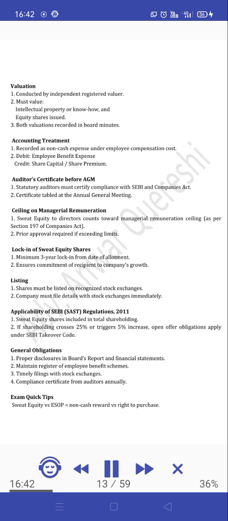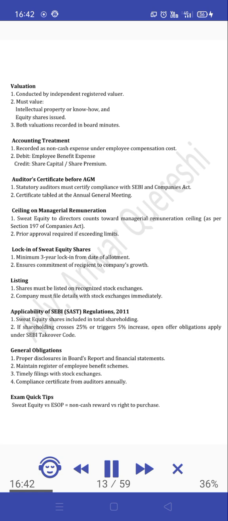Valuation. 1. Conducted by independent registered valuer. 2. Must value intellectual property or know-how, and equity shares issued. 3. Both valuations recorded in board minutes. Accounting treatment. 1. Recorded as non-cash expense under employee compensation cost. 2. Debit: Employee benefit expense. Credit: Share capital and share premium.